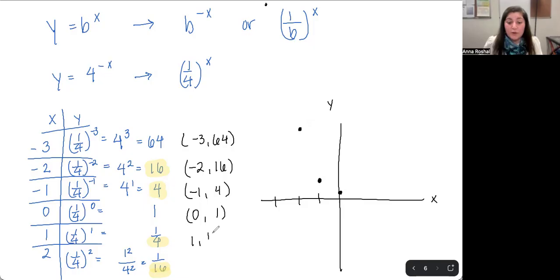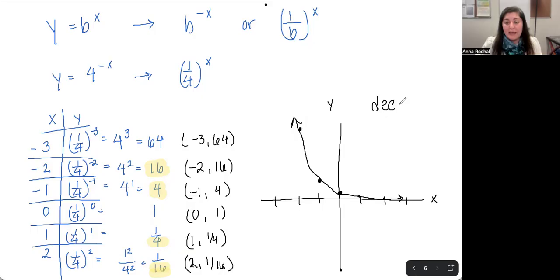And then I have 1 1/4, which is so gross, right? Because it is what it is. And then 2 1/16, which is even more gross because it's way down. Anyway, this is going down really quickly and then going down slowly. Okay, so this is my decay graph. I don't know why my C looks like another E. This is my exponential decay graph.